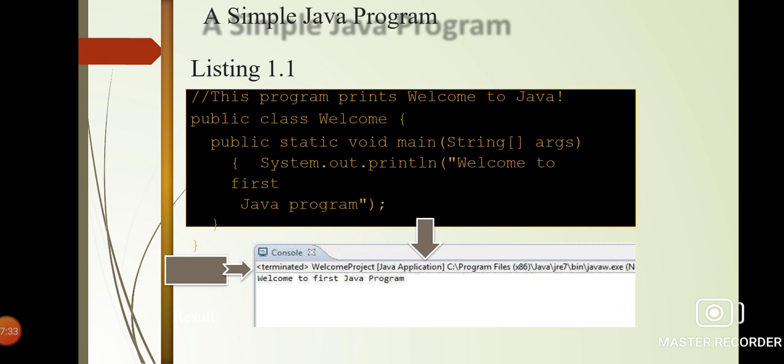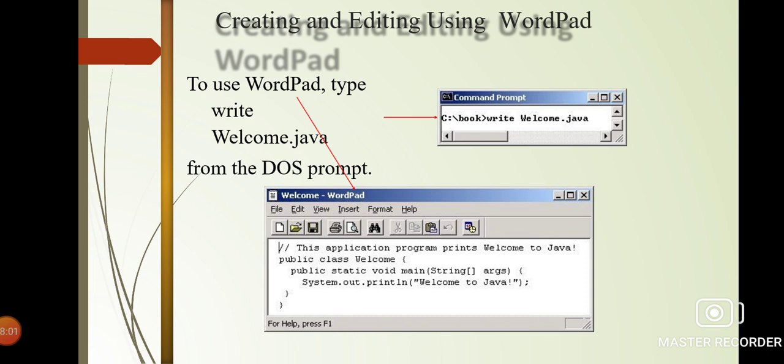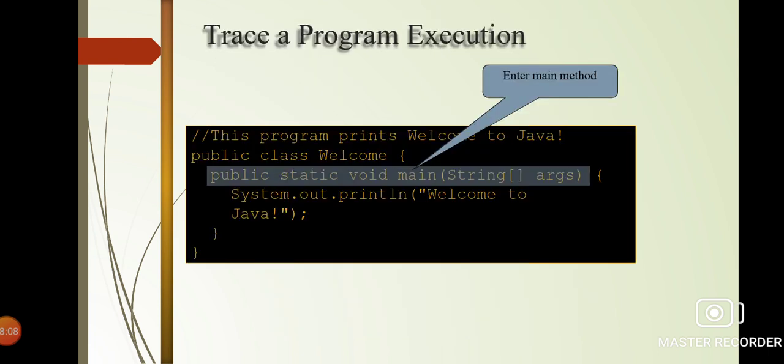A simple Java program, listing 1.1. This is a program that prints Welcome to Java. We are using public class Welcome, public static void main. We are passing string arguments here. System.out.println Welcome to first Java program. Creating and editing using Notepad: to use Notepad, type notepad Welcome.java at the DOS prompt. Creating and editing using WordPad: to use WordPad, type write Welcome.java from the DOS prompt.